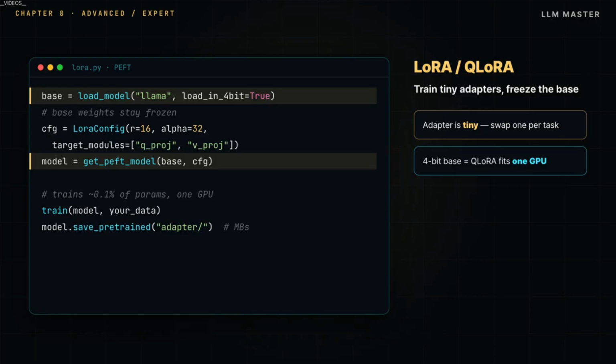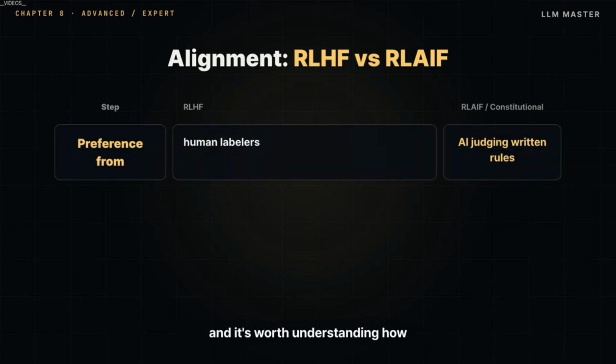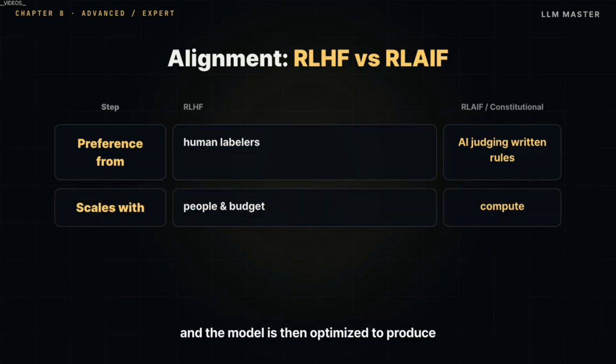fitting under your desk. The models you use every day aren't just trained to predict text. They're aligned to be helpful and harmless, and it's worth understanding how. The classic recipe is RLHF, reinforcement learning from human feedback. Humans compare model outputs and pick the better one. Those preferences train a reward model, and the model is then optimized to produce answers humans prefer. It works, but it's expensive, slow, and inconsistent. Different labelers disagree, and you're bottlenecked on human time.